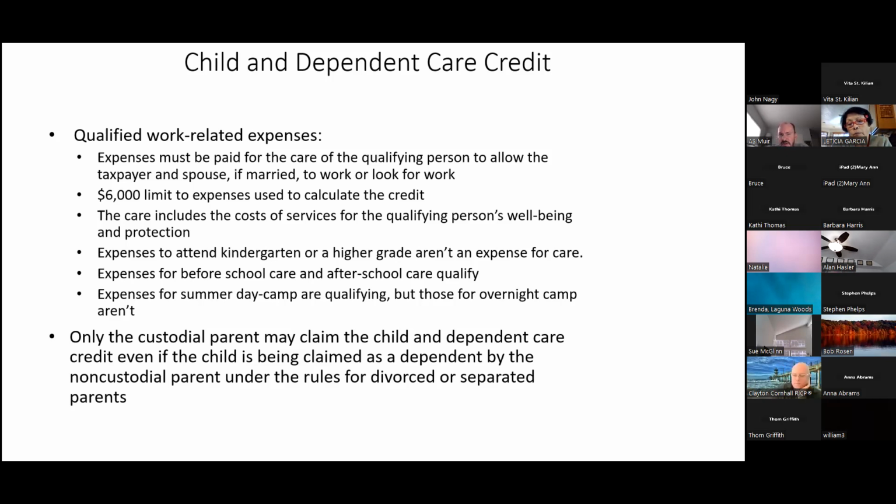And then this has been around for a long time. It says expenses for what is called before school care and after school care. And so that means your kids are in school, maybe they're in first grade, you have to drop them off for daycare, and then you take them to first grade, and then after school care, for, let's say you're working until 7 or 8 o'clock at night. Those are also qualified expenses.